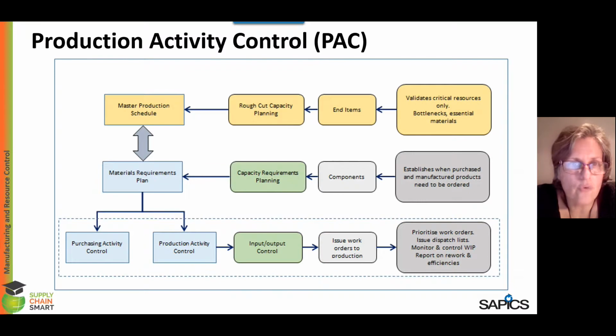So, how does it all fit together? This picture is a fantastic picture in that it shows you how the different pieces of the puzzle work. The first thing we should see is we start with the production schedule. So your master production schedule requires a rough cut capacity plan. So it's a rough plan of what you can produce on a weekly basis or a monthly basis in your plant. And it also looks at things like bottlenecks, essential materials, and other critical resources to make sure that you are planning to reality.